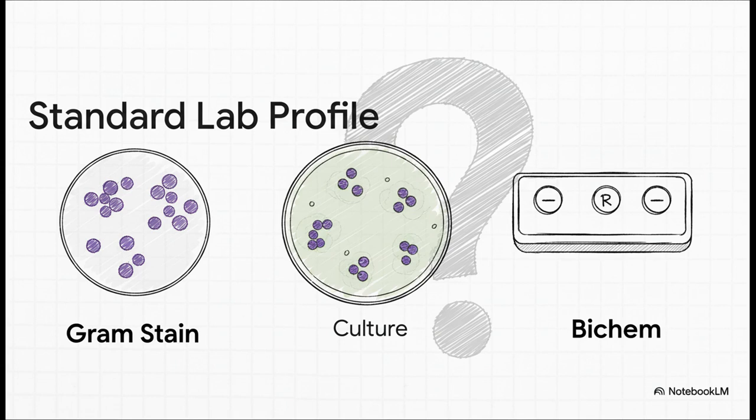On the bench, the initial workup seems pretty straightforward. We see gram-positive cocci, usually in pairs and chains. On blood agar, you get those classic small alpha hemolytic colonies. And the key biochemicals? All negative. Catalase negative, PYR negative, and it's optochin resistant, so you can rule out Streptococcus pneumoniae. But this is exactly where the trouble starts.